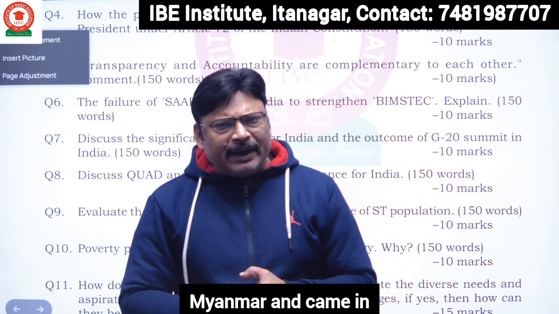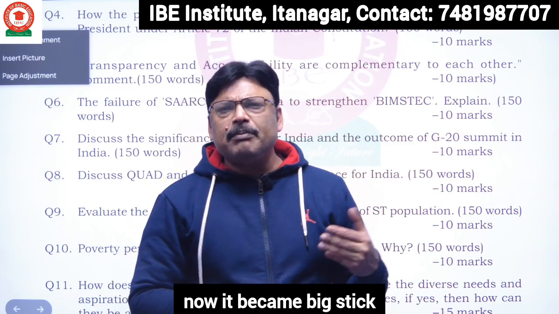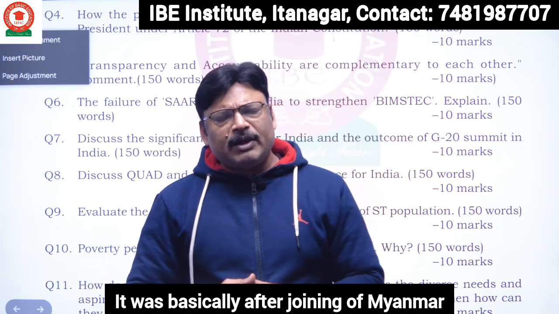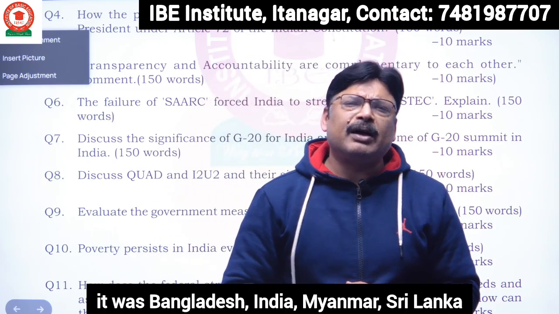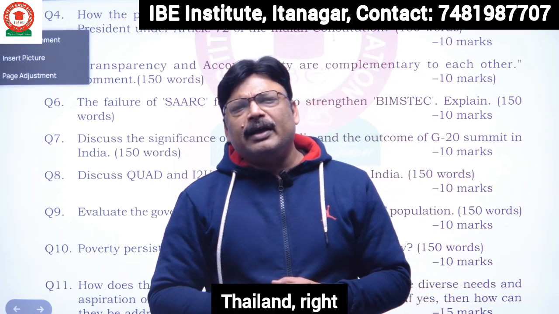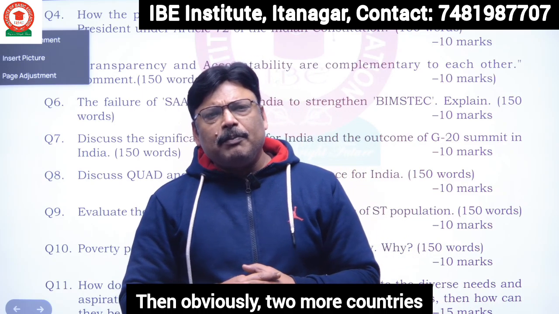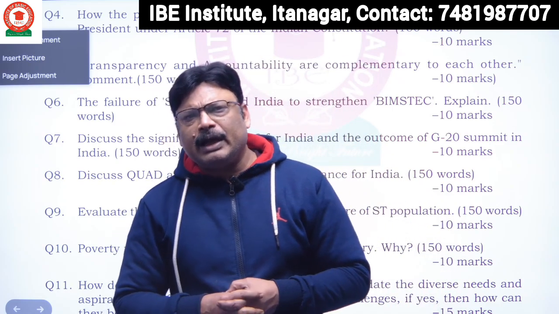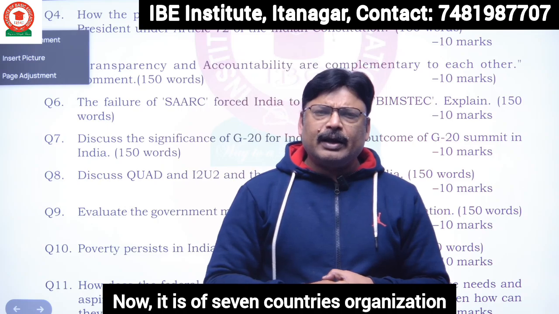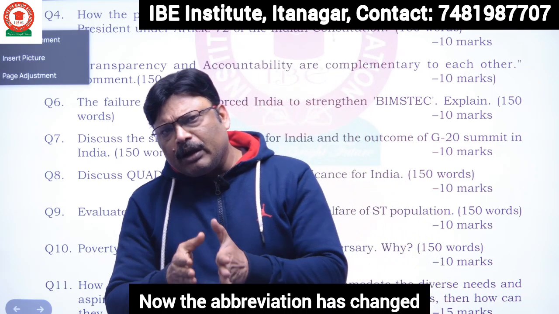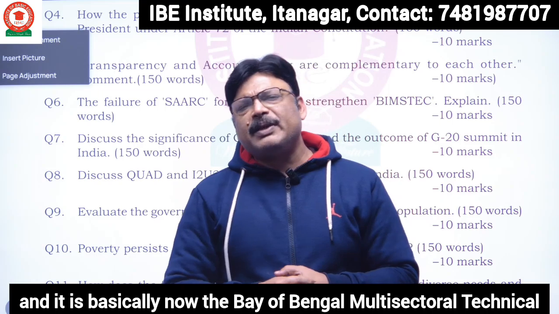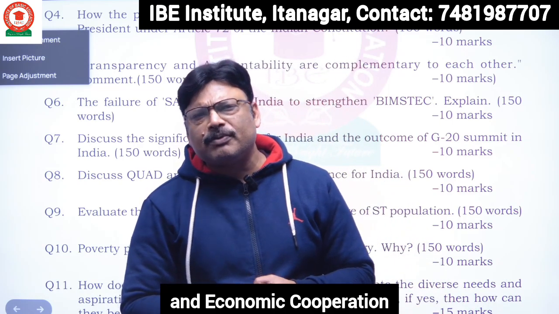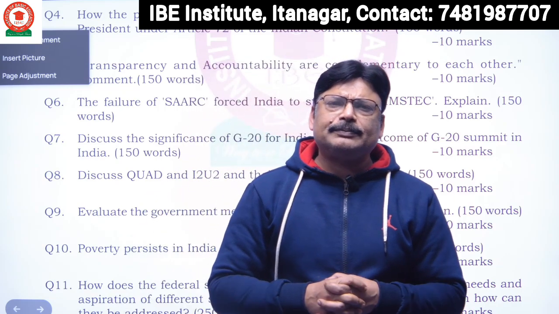Then Myanmar came in, and the abbreviation gave way to another form: Bangladesh, India, Myanmar, Sri Lanka, Thailand Economic Cooperation. Then 2 more countries, Nepal and Bhutan, were added. Now it is a 7-country organization, and the abbreviation has changed. It is now the Bay of Bengal Initiative for Multi-Sectoral Technical and Economic Cooperation. This is the full form of BIMSTEC.